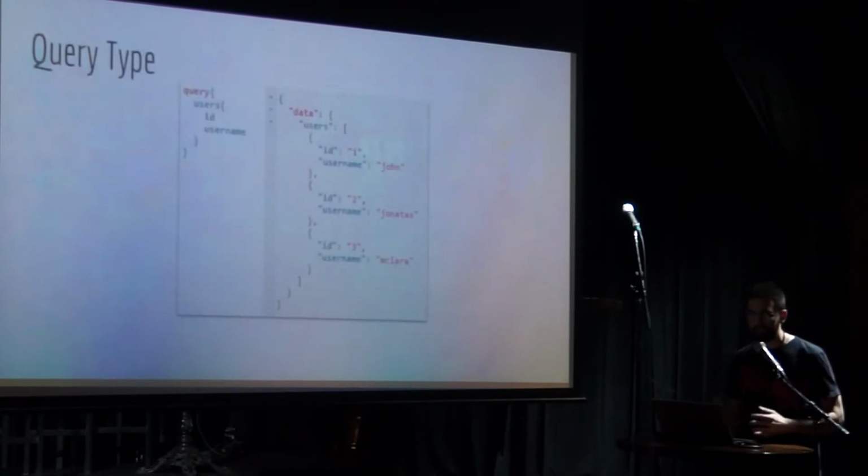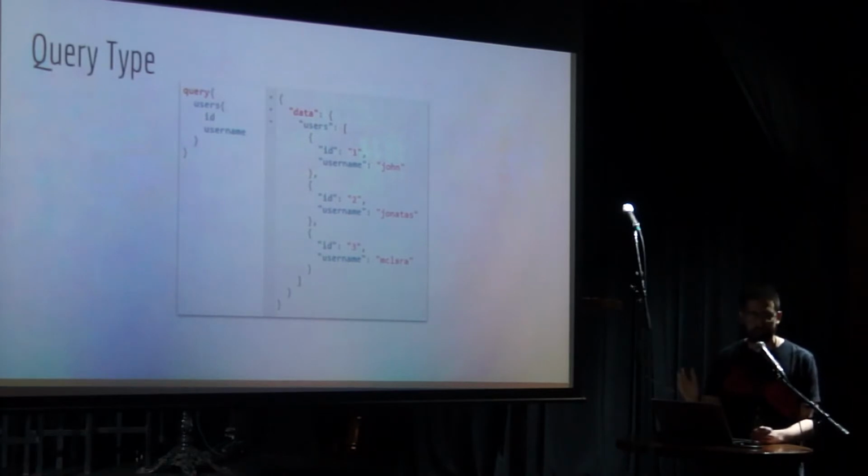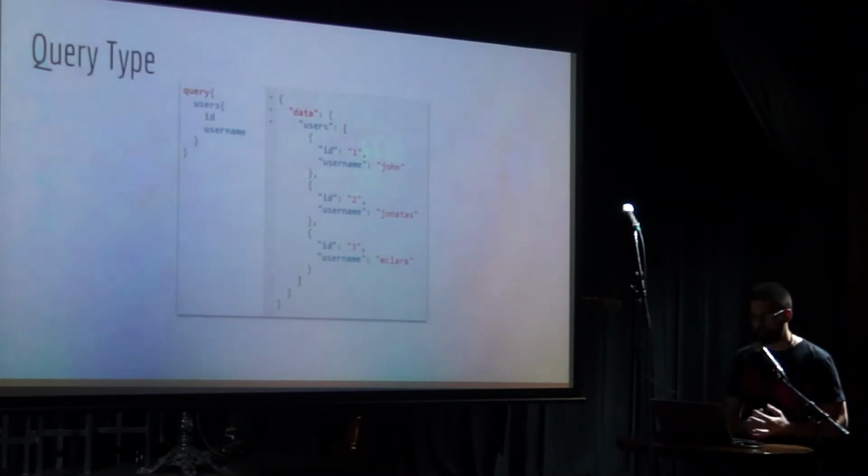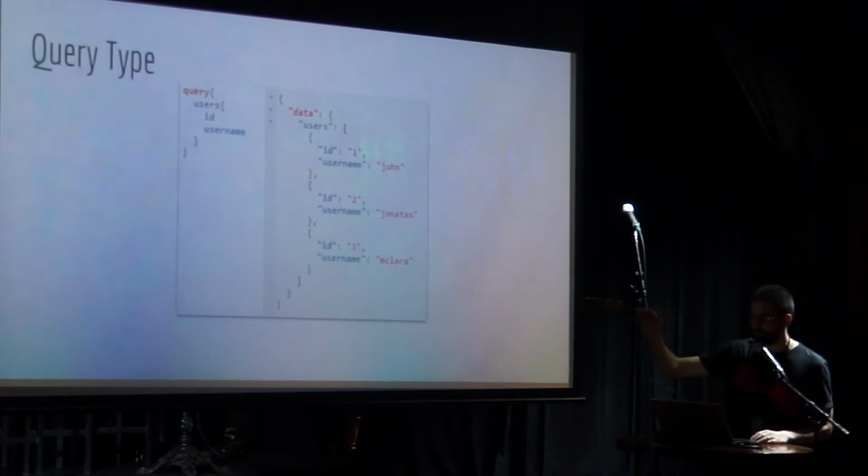We have the special types that are defined in GraphQL. One of them is the query type. The query type is what you use to create requests to GraphQL. So that's how you ask data from the API. For example, we have this query, users, requesting for IDs and username.